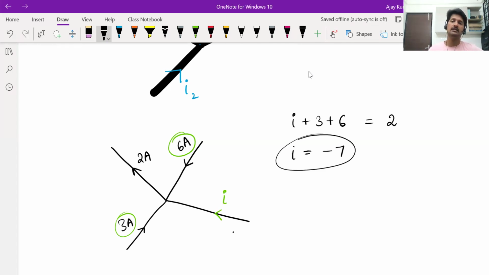What does the minus indicate? It indicates that the direction you considered is wrong. So sometimes when you don't know the exact direction of current, you assume whatever direction you want, write the equation properly, and you will automatically get the correct direction.